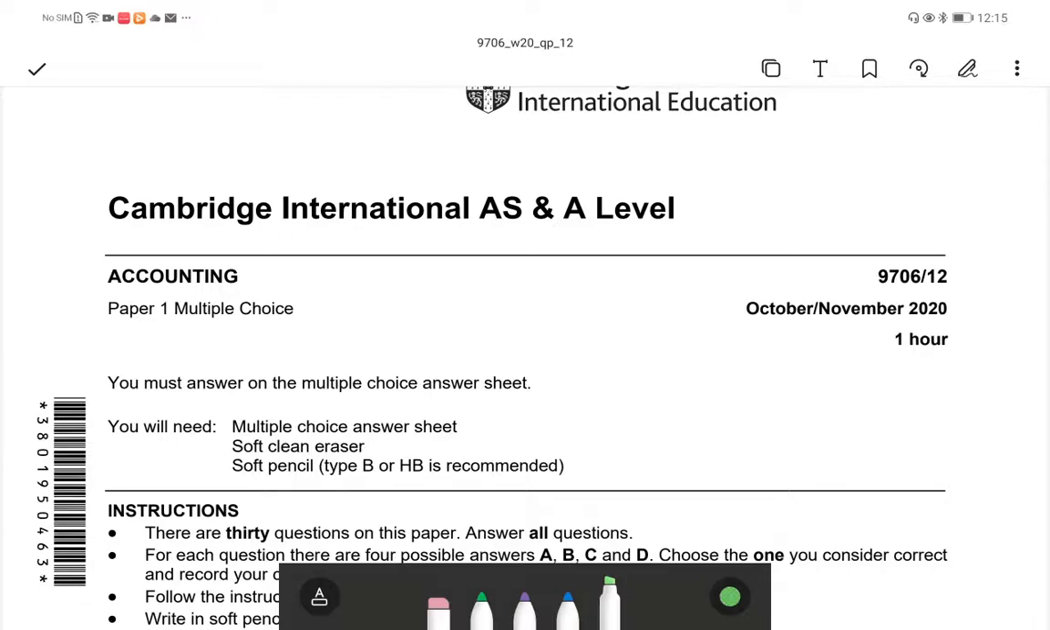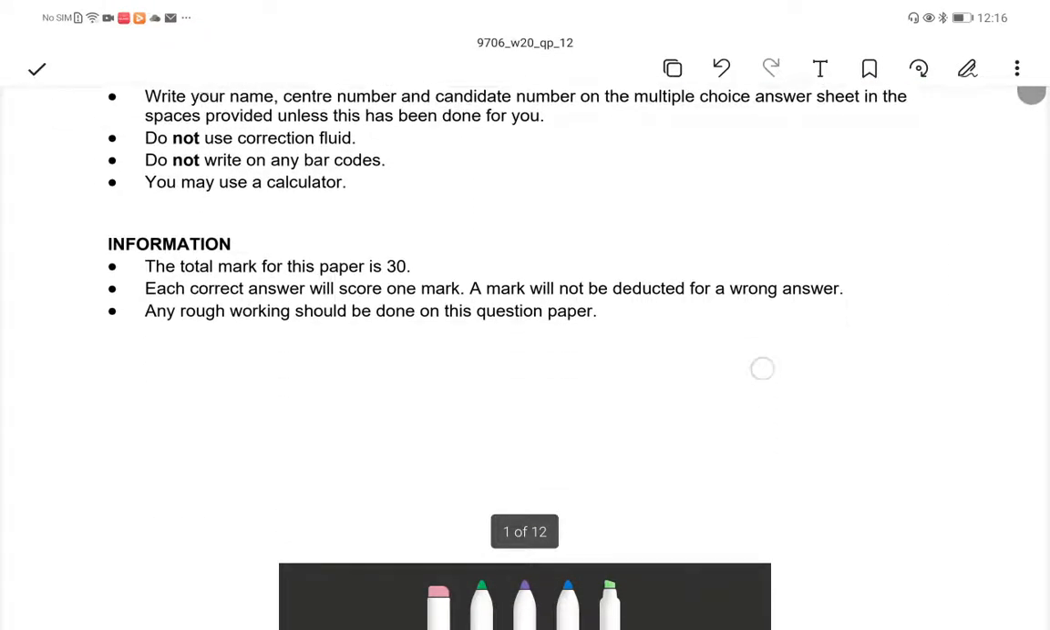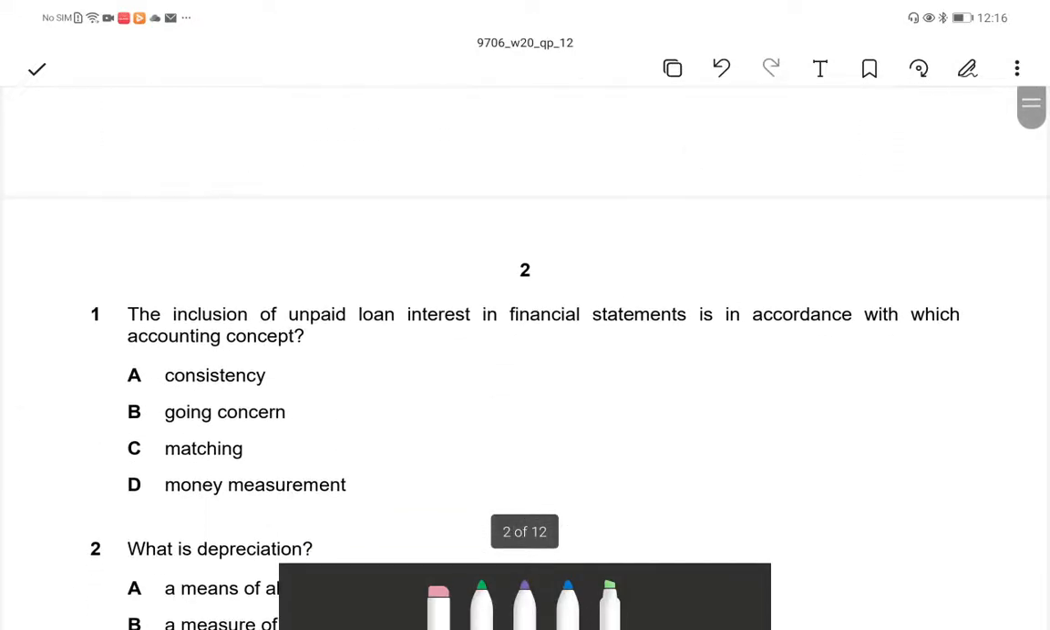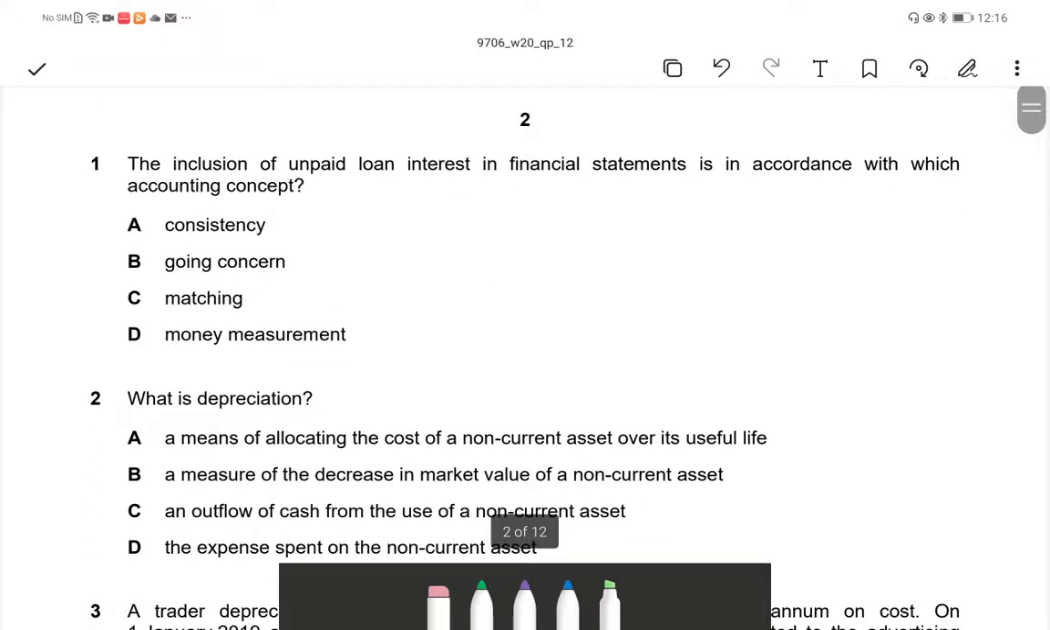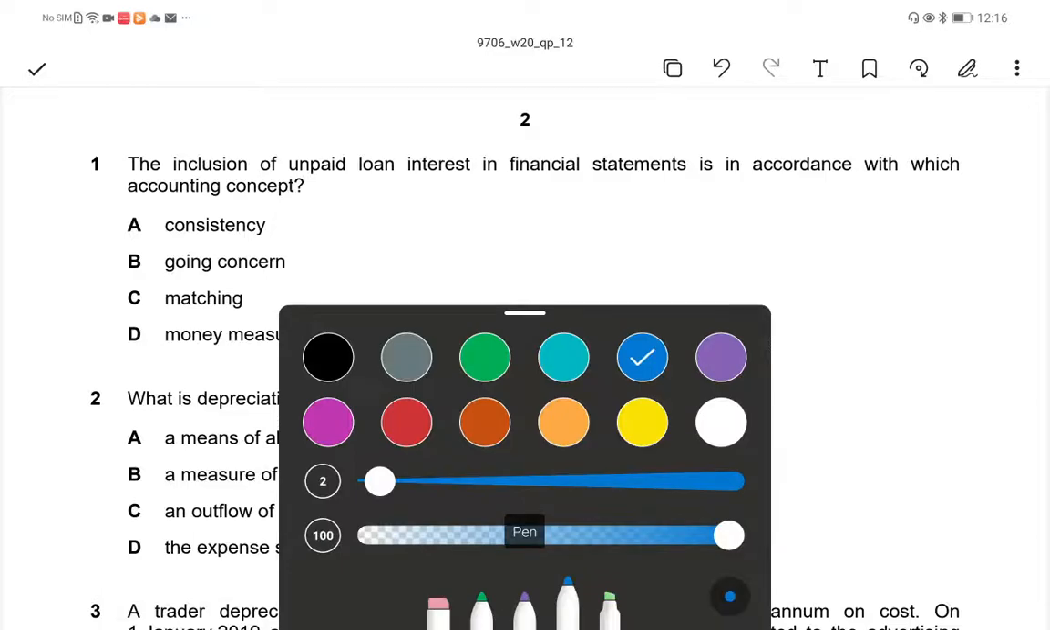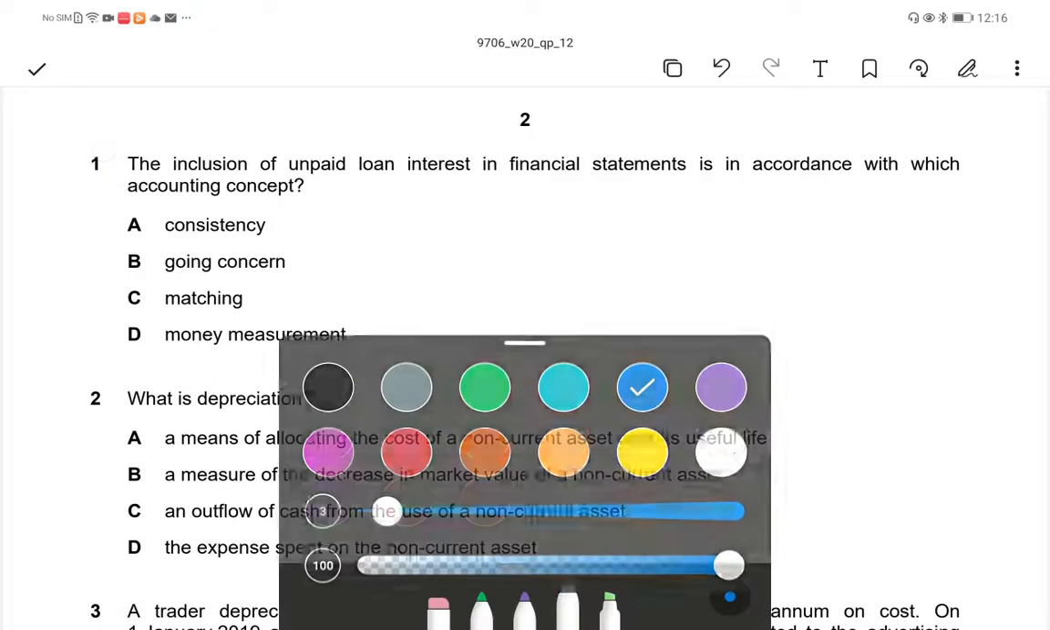In today's video, we are going to solve the October-November 2020 paper 12, the AS and A-level paper. Let's move to the question. Question number 1.